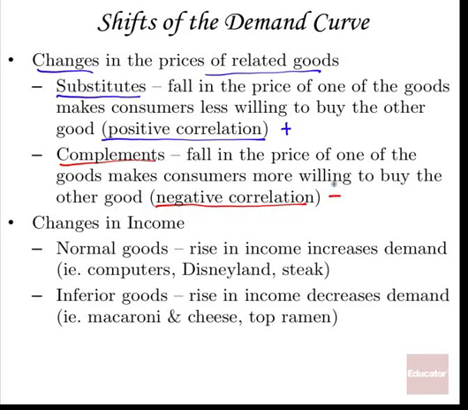A really corny word association that I use, or sign association, is that if the price of a Pepsi goes up, then the demand for Coke increases as well. Whereas if the price of salt goes up, then the demand for pepper goes down. So there's a positive correlation with substitutes, but a negative correlation with complements.